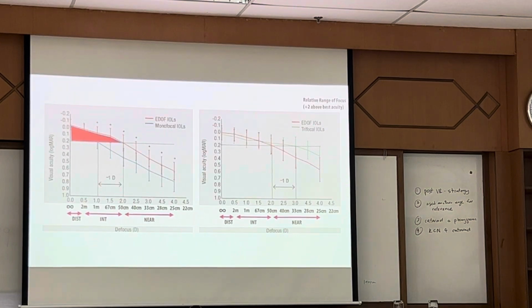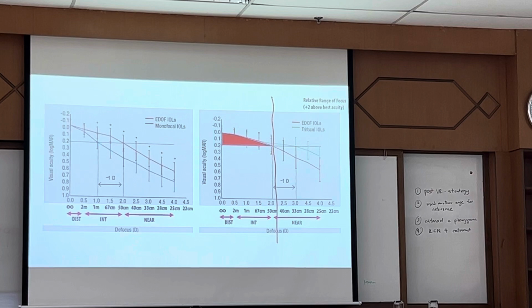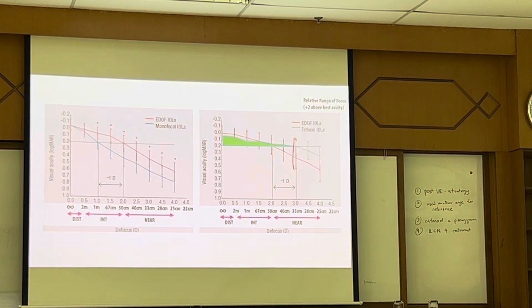For EDOF, the lens can provide vision until 50 cm, until intermediate vision. Similarly here, EDOF can provide until 50 centimeters of vision for logMAR 0.2. Trifocal can provide a better range, from infinity until 33 centimeters. So we can see different IOL types provide different ranges of clear vision, and we can compare different IOLs.